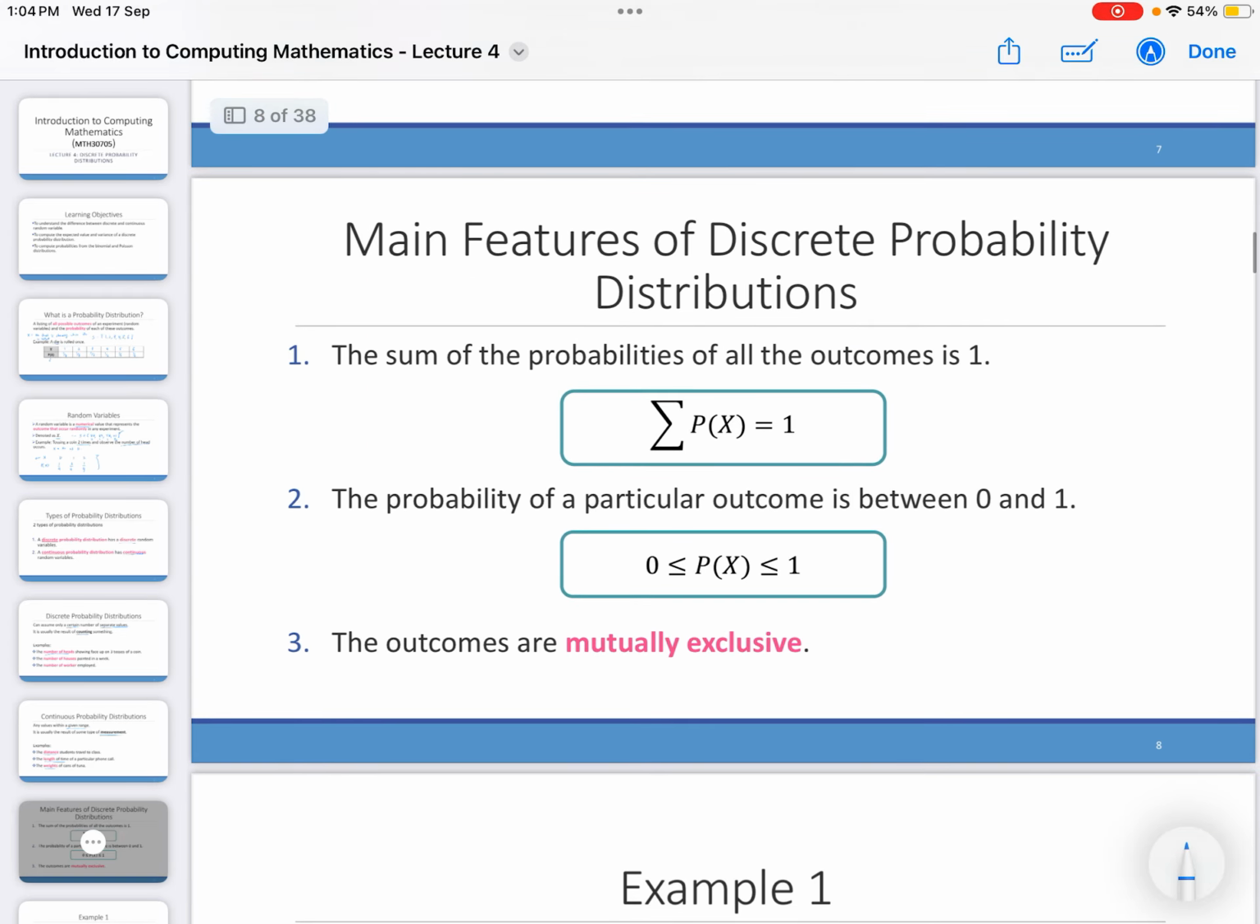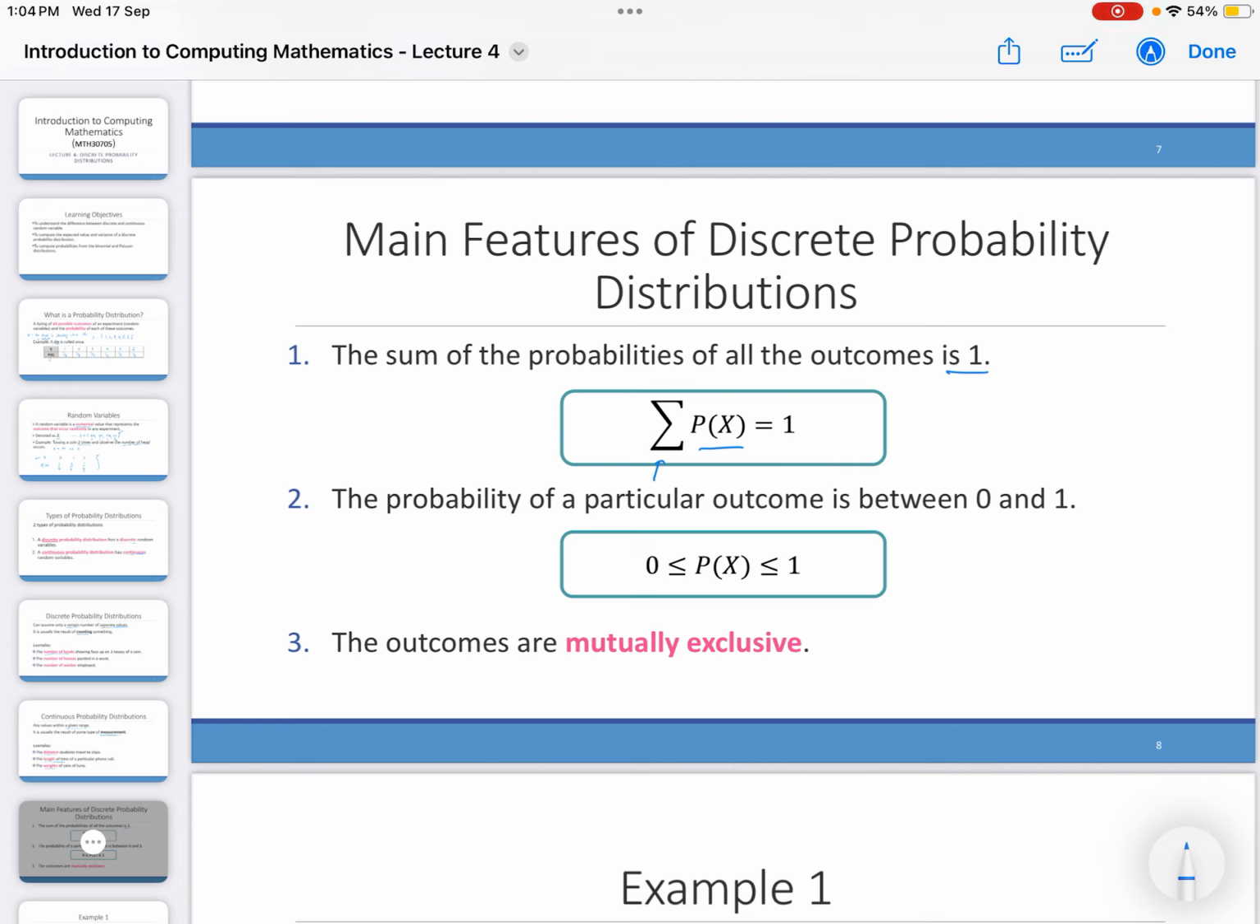Okay, main features of a discrete probability distribution. So we have 3 features. The first one is the sum of the probabilities of all the outcomes is 1. This is the sigma symbol, or we can say the summation. The sum of all P of x, the probability, must be equal to 1. So if we add all the probabilities, it will be equal to 1.